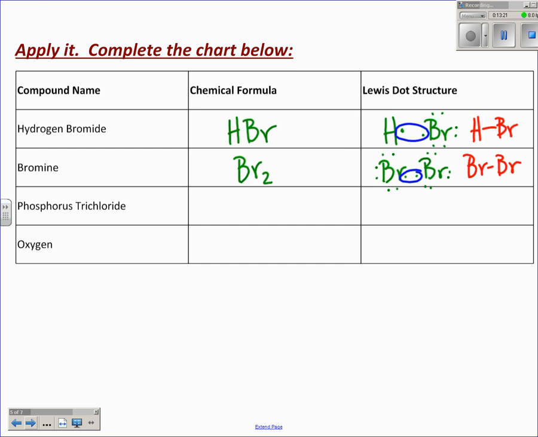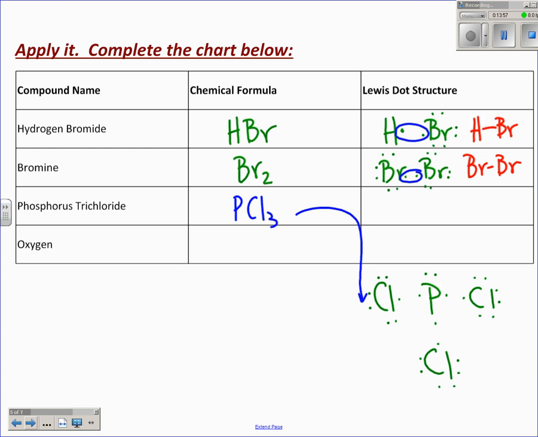Okay, phosphorus trichloride. Phosphorus trichloride is PCl3. This one's a little tricky. I'm going to draw it down here so I have more room. You have the P in the middle, the least electronegative, and the 3 chlorines around it. Now, the P has 5 valence electrons. Okay, I'm going to leave the unpaired electrons facing the other atoms, and each of the chlorines has 7. Circle the unpaired electrons.